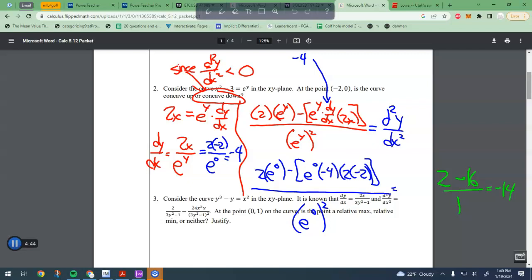All right, let's look at 3. Can I erase this or not? Andrew, you still there?